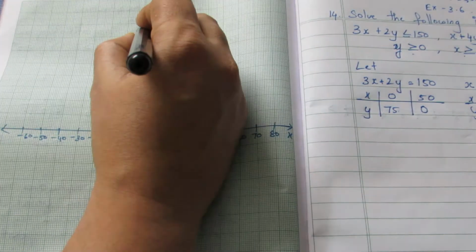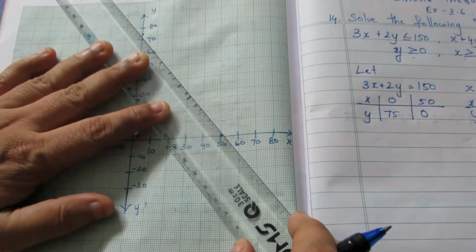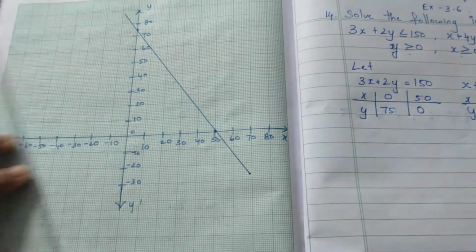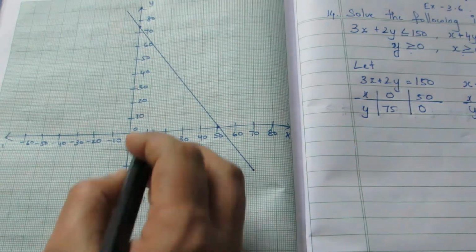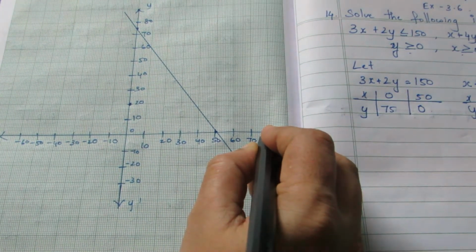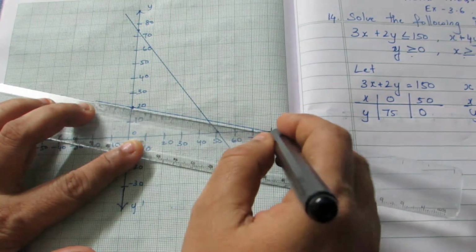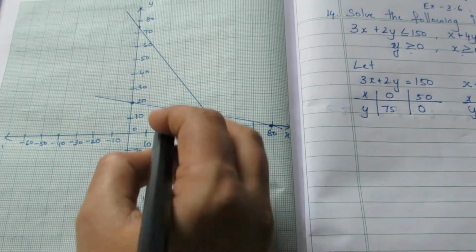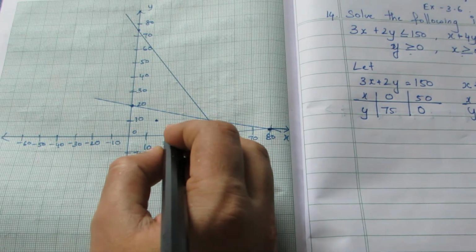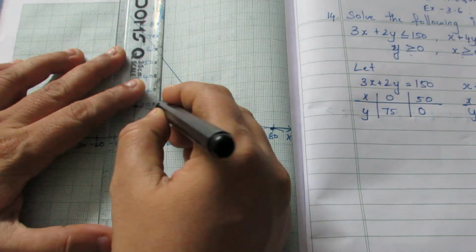Here 0, 75 is here, 50, 0 is here. Join these two points, extend the line. This is your first linear graph. The second one is 0, 20 and 80, 0. Sorry, 80, 0 is here. Join these two. Now 15, 10, 15, 20, this is your third graph.